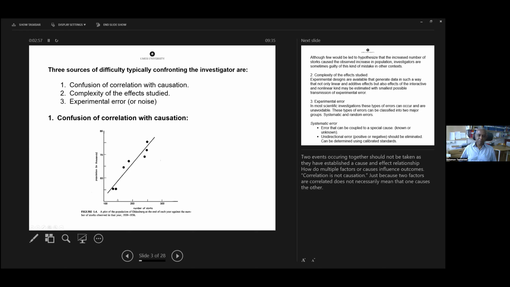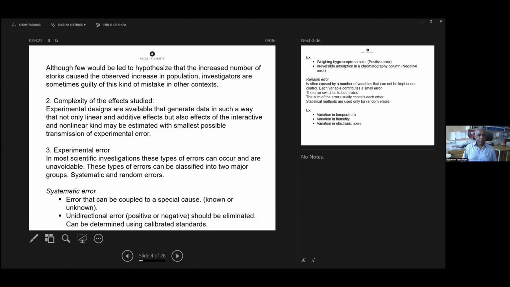A third parameter which is hiding here is the time. This is measured, I think, as the number of storks observed per year, at the end of each year. So a third parameter is hiding here, which is time. We must be very careful when we interpret this type of correlation. Although few would be led to hypothesize that the increased number of storks caused the observed increase in population, investigators are sometimes guilty of this kind of mistake in other contexts.